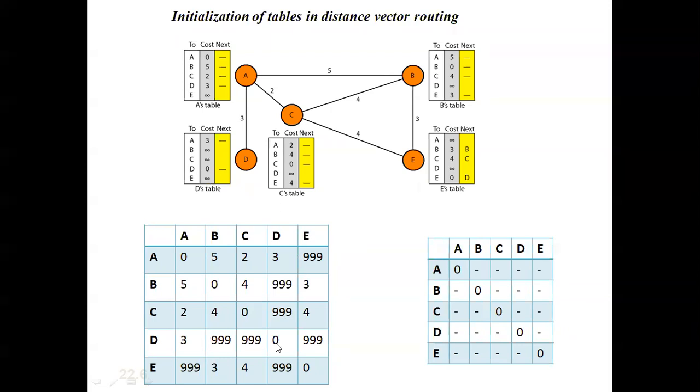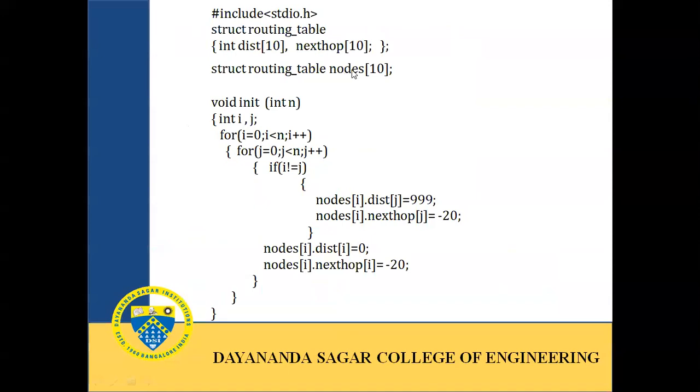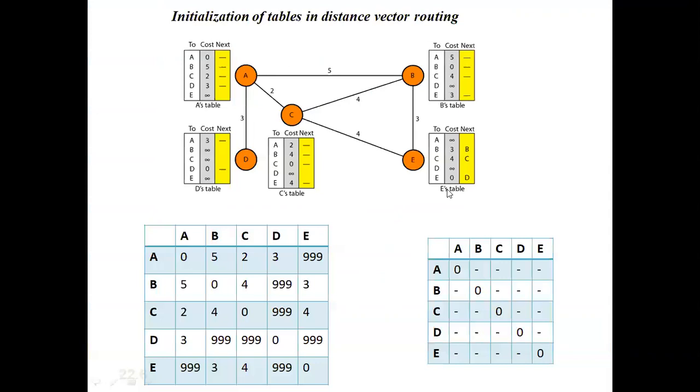And similarly for the D table. So each vector is stored as a row in the node matrix. See, in the program, we have node 10. So each of these 10 elements is going to have 2 arrays. So this one matrix indicates the distance matrix, and this array indicates the next hop entries.